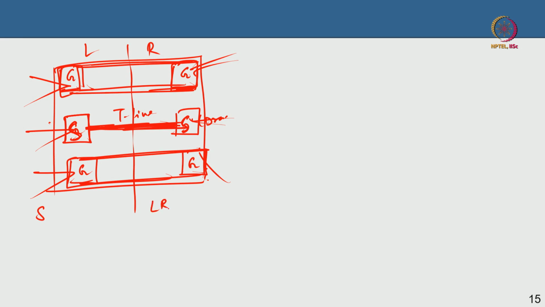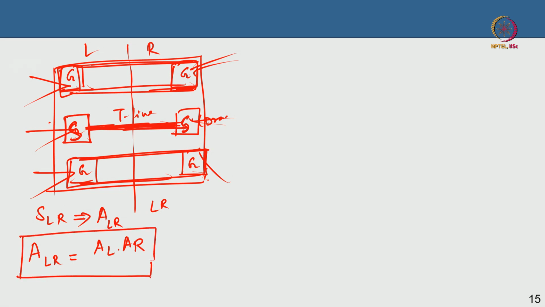So I will call it the LR matrix. Once I measure it, this is a de-embedding structure, LR, and I can convert it into ABCD parameter. So the ABCD matrix that I get from the measured S matrix, ALR, is nothing but AL into AR. I get the product of both of them. Now this is the first de-embedding structure.